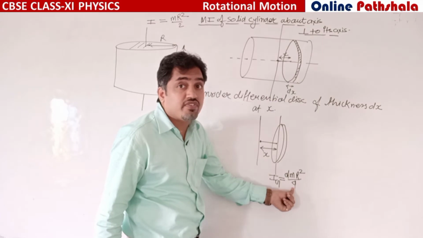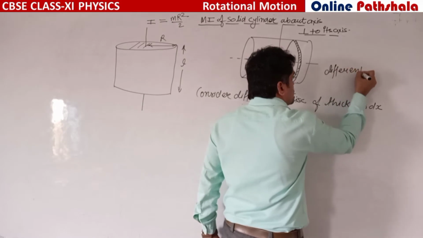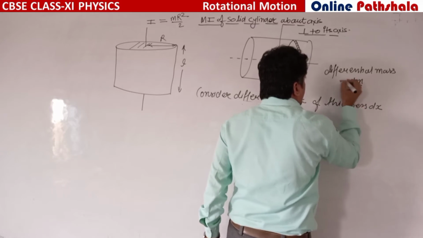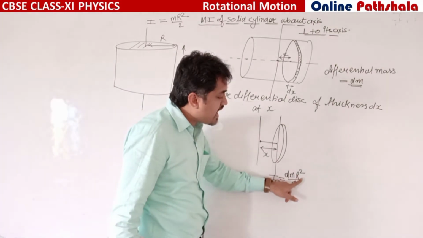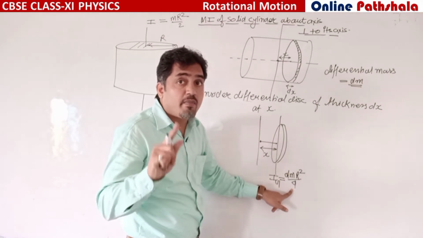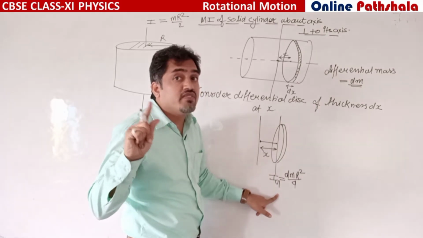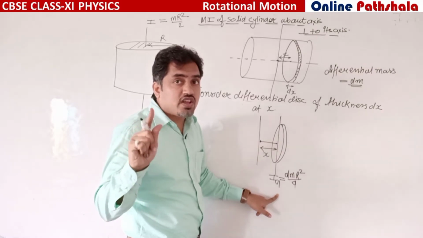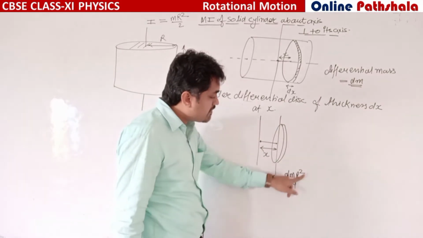What is dm? It is the differential mass of the disk. So Ig is equal to dm r square by 4. It is the moment of inertia of the disk about its diameter. To understand this concept, you have to see the previous lecture on the application of the perpendicular axis theorem. So it is dm r square by 4.